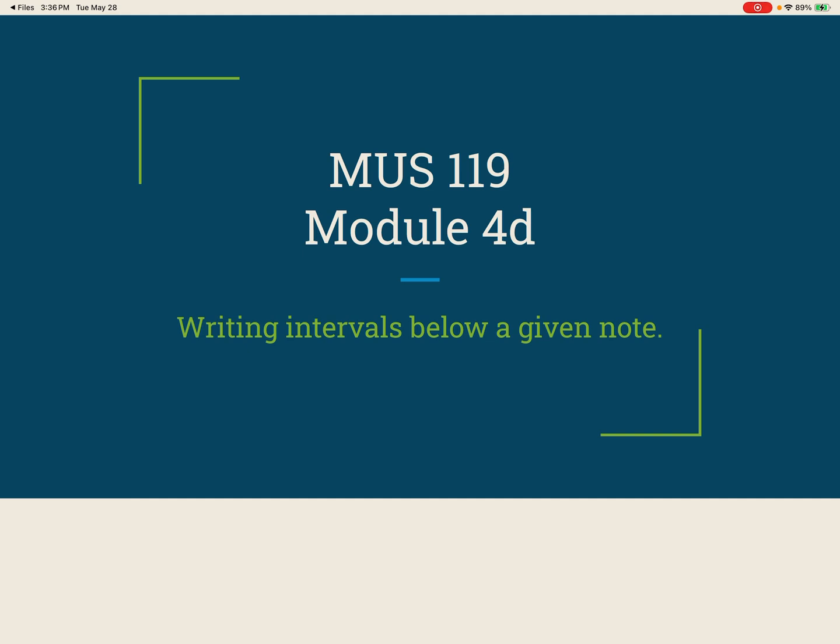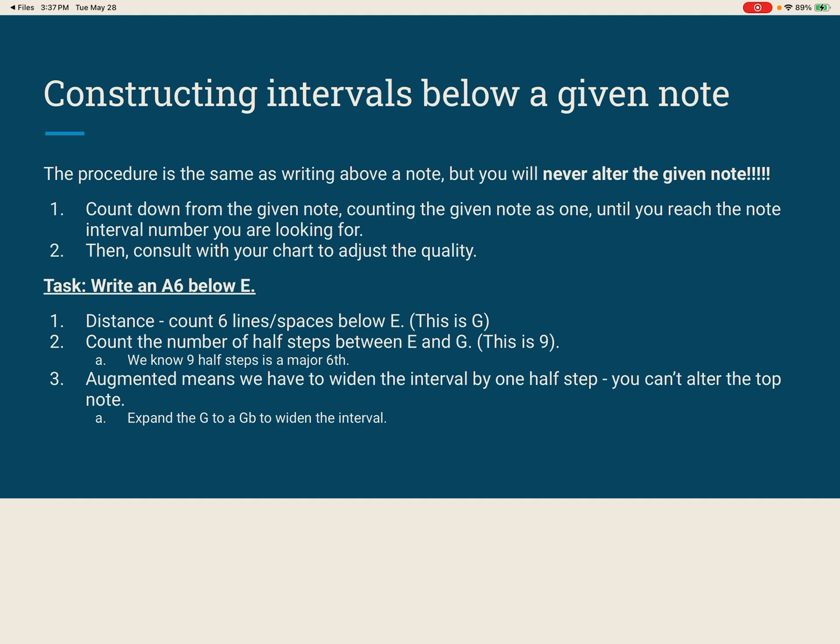Once you submit those, I can give you an answer key with all the correct answers so that you can have that and see it as well to make those corrections to your own work. So I wanted to make that clear. And 5B has the exercises writing intervals above a given note, while 5C has them writing below a given note, which is what we're going to cover in this video.